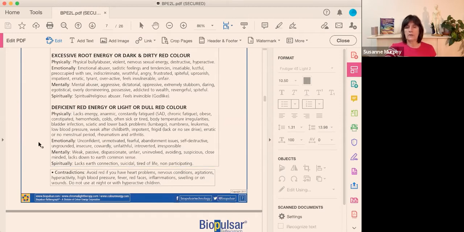Now, emotionally, when people's red energy is diluted or dull, then it will extend into the emotions of not being confident. Mentally, they don't have the driving force, and so they'll actually give up quite easily. And then on a spiritual level, it's lacking that earthly connection.